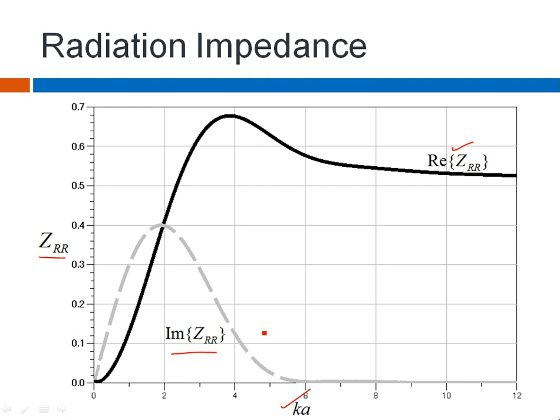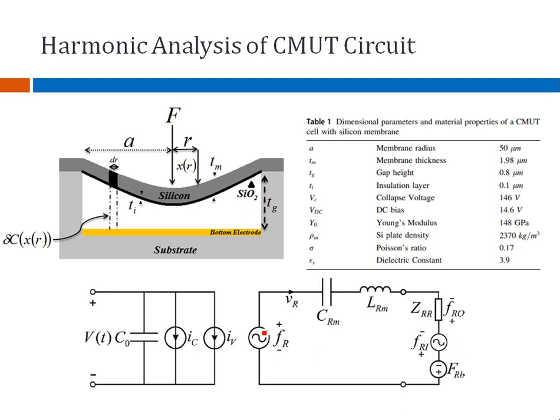So for the purpose of demonstrating the analysis and the design of the amplifier which is going to drive the CMUT, we consider these symmetrical parameters: the membrane radius is about 50 microns, membrane thickness is about 2 microns, gap height is 0.8 micrometers, insulation layer is about 100 nanometers, 0.1 microns. For these parameters, if you calculate the collapse voltage at which the membrane is going to touch the substrate, it's about 146 volts.